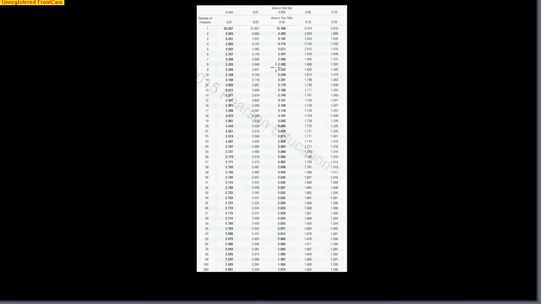Here's our t-table, and again, it's in your packet. Okay, so we know we have a one-tailed test, and we need a significance of 0.10. So we're right there, in this column. We know n was equal to 10. We were given 10 pieces of data, and so therefore our degrees of freedom is equal to 10 minus 1, which is 9. So we're going to go to 9, the number 9 right here.